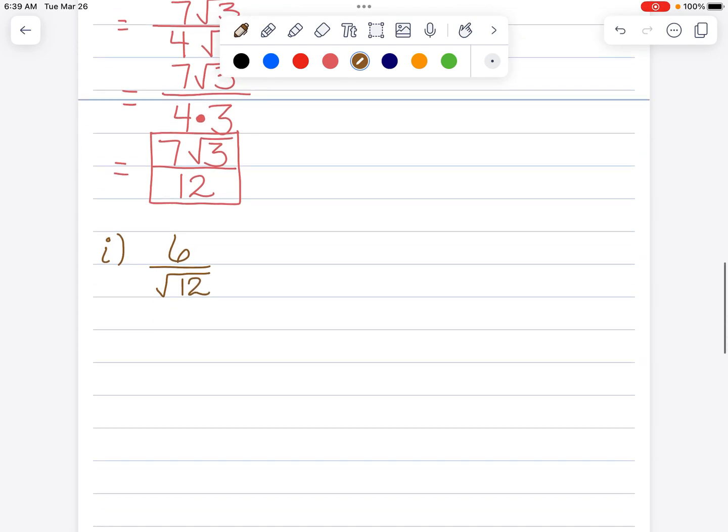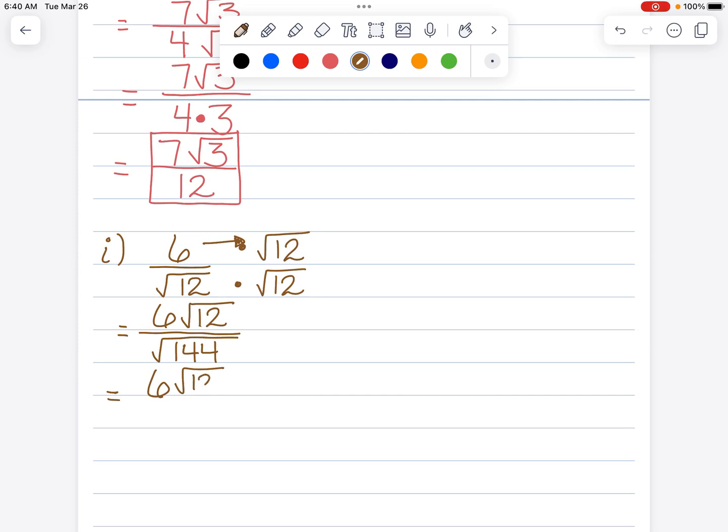Next one, 6 over the square root of 12. Square root in the denominator, that's a problem. Can't leave that. I multiply both top and the bottom by that square root. Remember, when multiplying, numbers outside of square roots and numbers inside of square roots do not multiply together. They just kind of sit next to one another. So 6 square root of 12 over square root of 12 times square root of 12 is square root of 144.